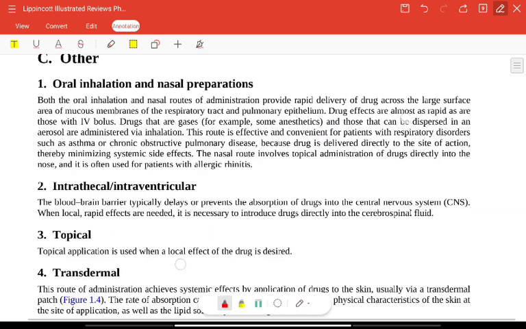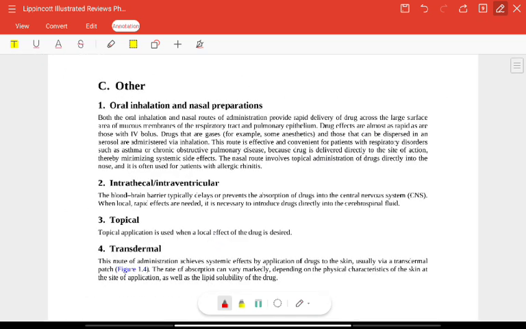Now some other preparations are oral inhalation and nasal. These also provide rapid delivery of the drug across the mucous membrane of the respiratory tract and pulmonary epithelium. Drugs that are gases, for example anesthetics, and those that can be dispersed in an aerosol are administered through oral inhalation. This route is effective and convenient for patients with respiratory disorders such as asthma and COPD. Drugs are delivered directly to the site of action. The nasal route involves topical administration of the drug directly into the nose.